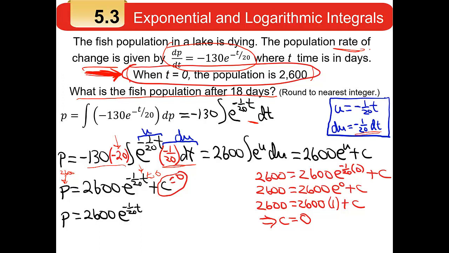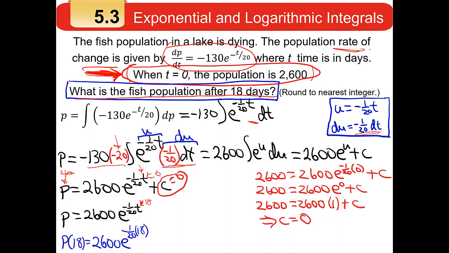That's the population function. They could have just asked, what is the population function? Given that additional information, that would be the answer. They actually asked a specific question about 18 days. So now that I've figured out what c is, I can plug 18 in for t and answer their question finally.